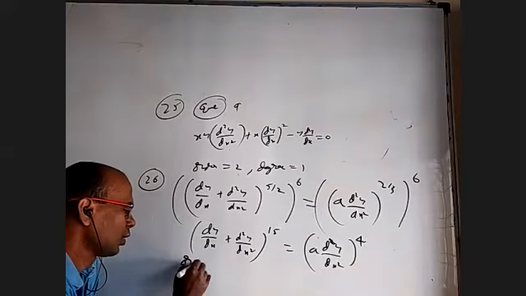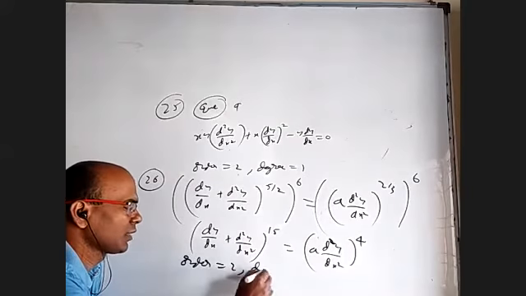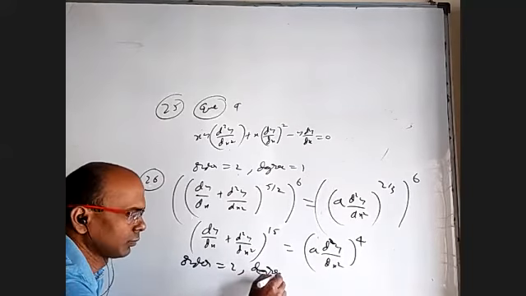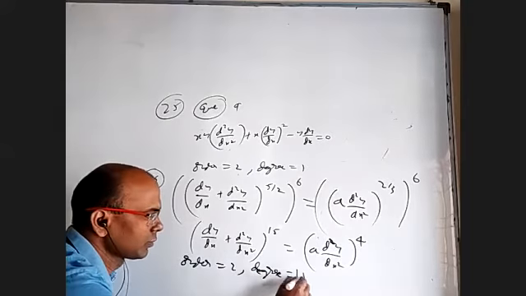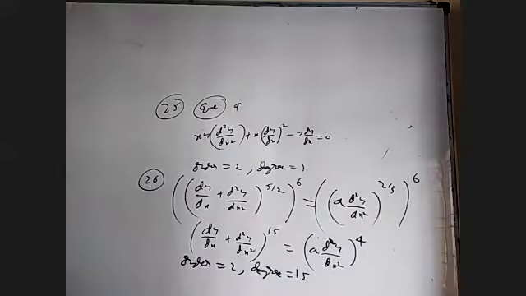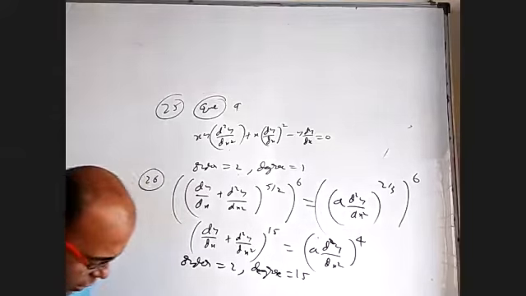So order 2, and what is the degree? 15. Am I right? They want degree first and then order. So option A.